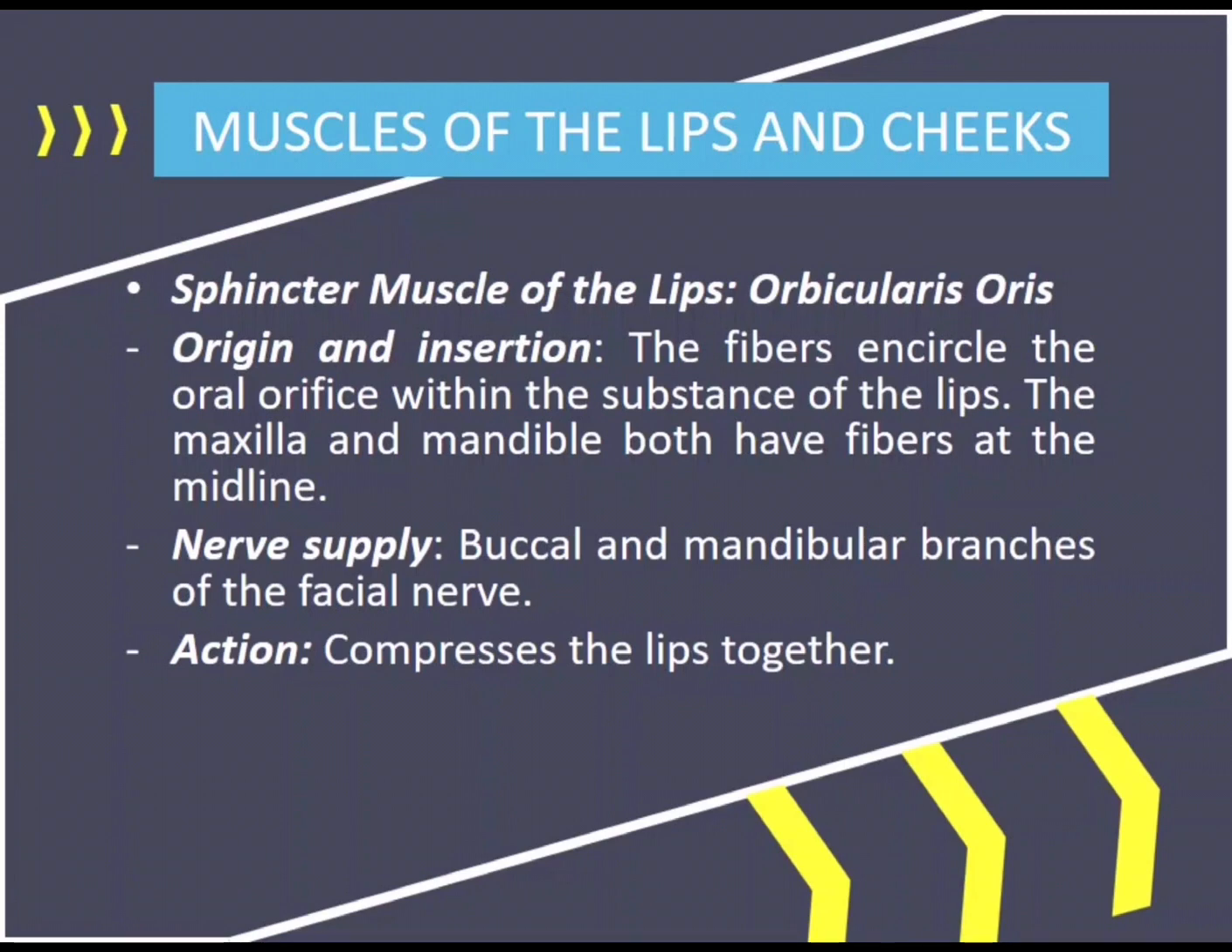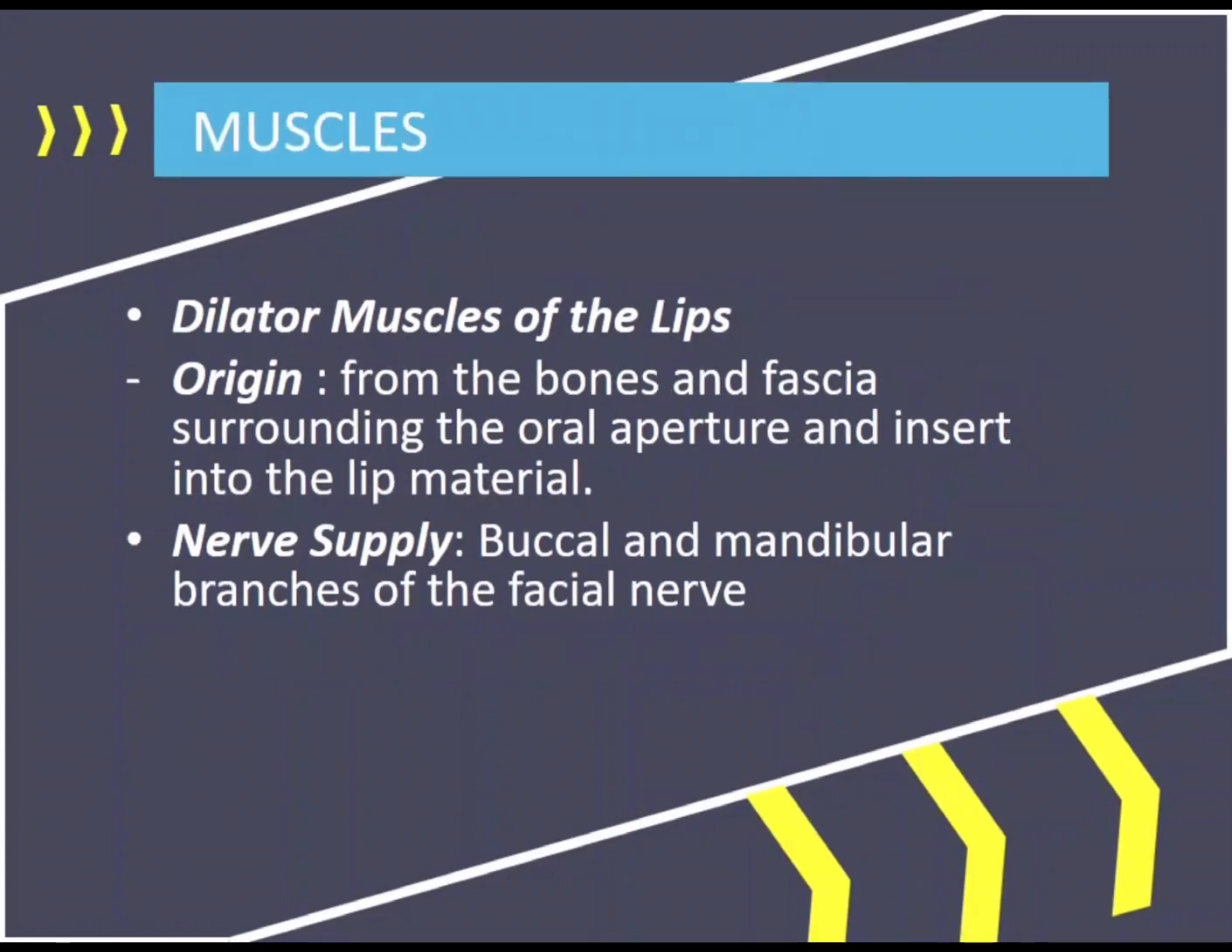The nerve supply. Buccal and mandibular branches of the facial nerve. Action: compresses the lips together. Second, dilator muscles of the lips. The dilator muscles radiate from the lips and function to split the lips, frequently accompanied by jaw separation.